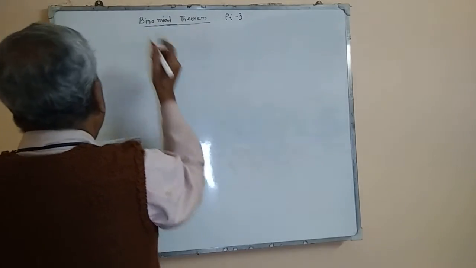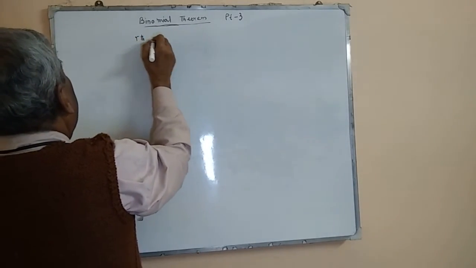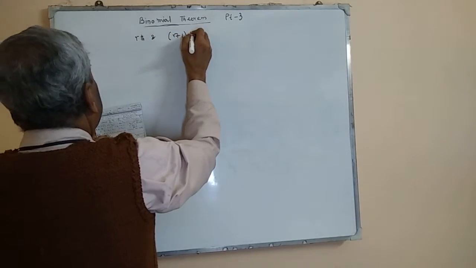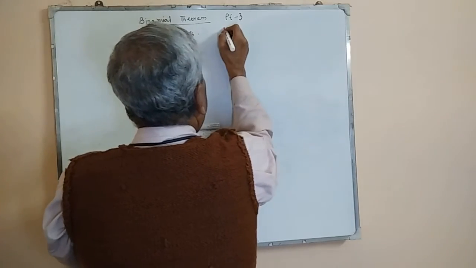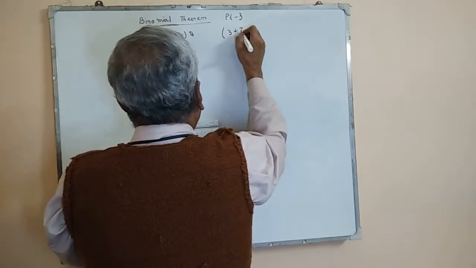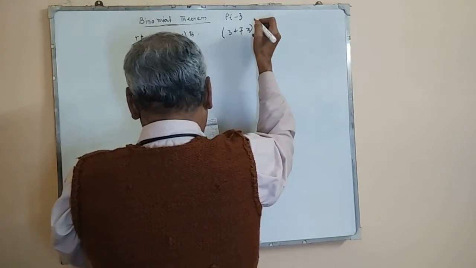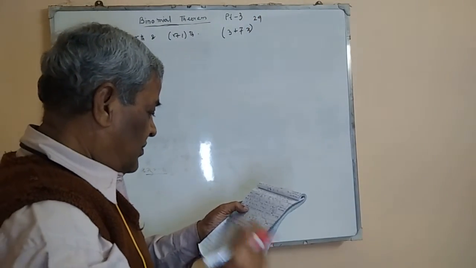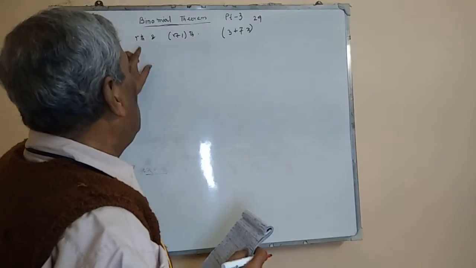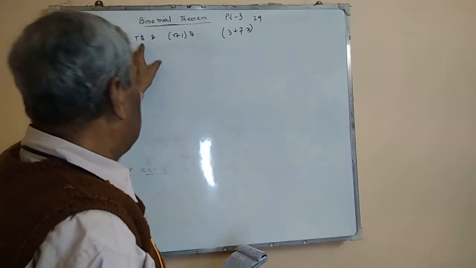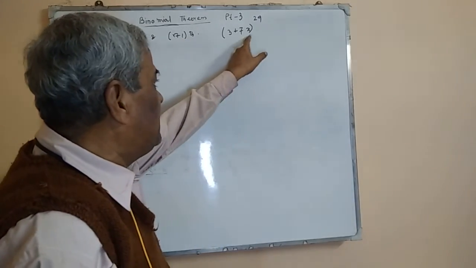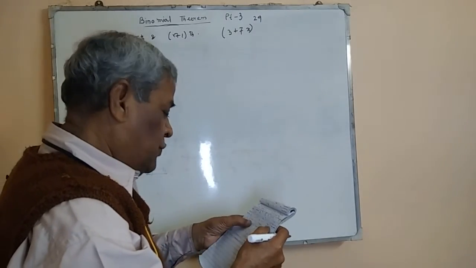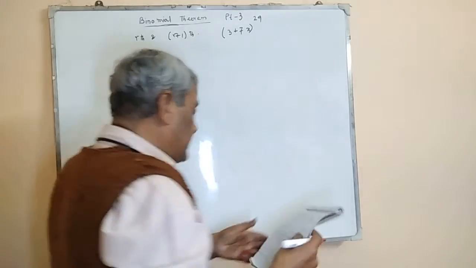The coefficient of the rth term and the r plus 1th term of (3 plus 7x) to the power 29 are equal. The coefficients of the rth term and the r plus 1th term of this binomial are equal. Then r is?